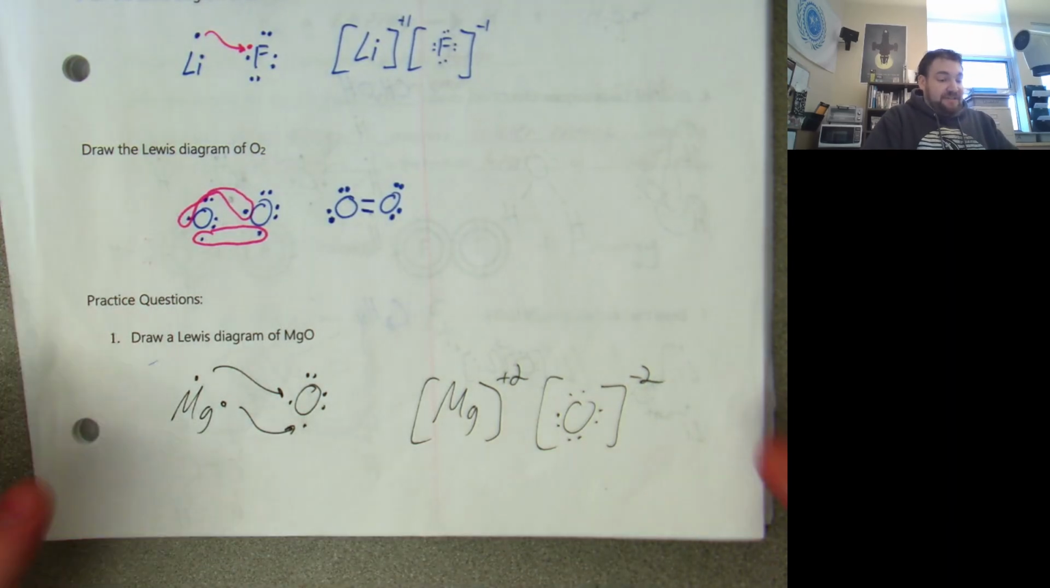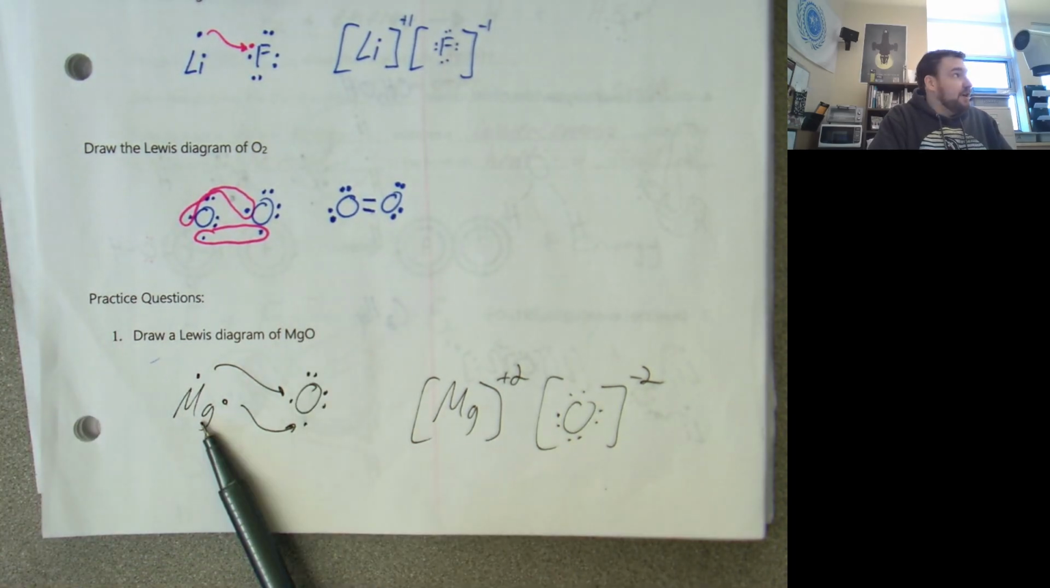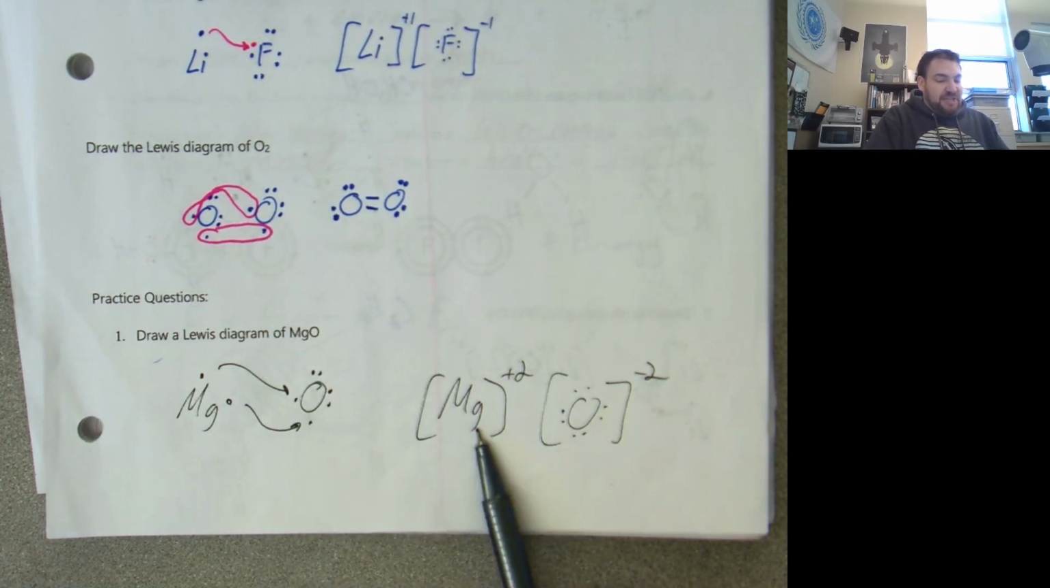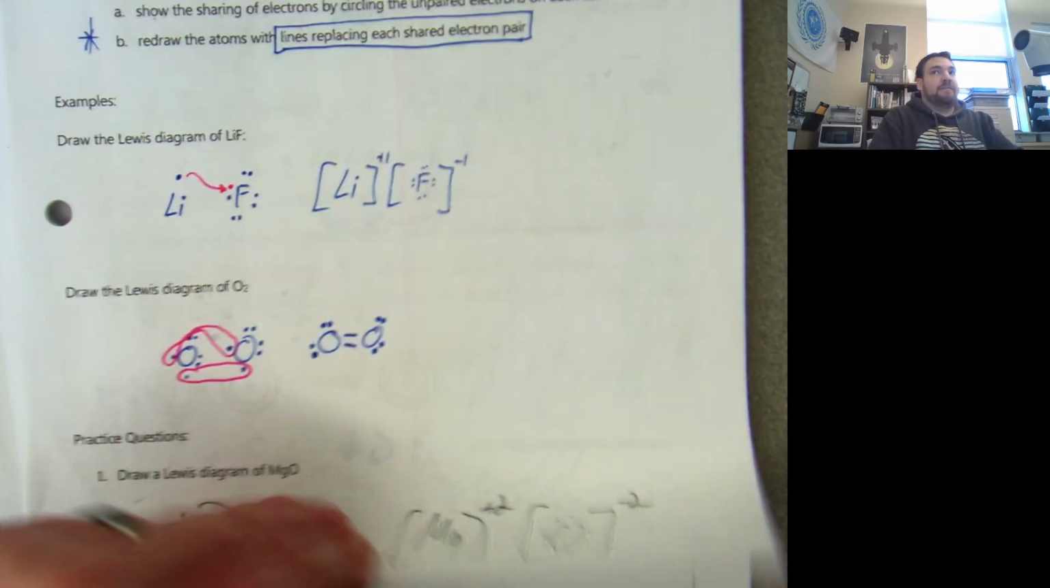The first one would have looked like this. Magnesium and oxygen, ionic. There's magnesium, it's in column 2. There's oxygen, it's in column 3. I drew the transfer. There's the ion, there's the ion. Questions? Perfect.